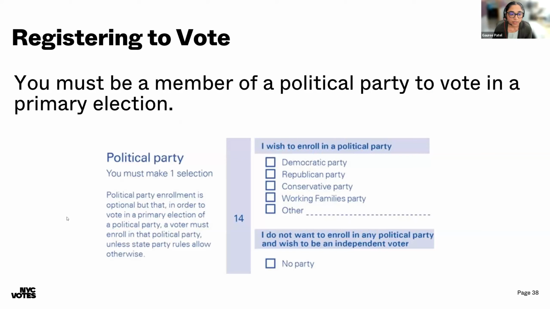And important for this election, we must be a part of a political party in order to vote in a primary election. So in New York City, we have something called a closed primary system. That means that we have to have selected to enroll in a political party in order to participate in the primary election for that party.